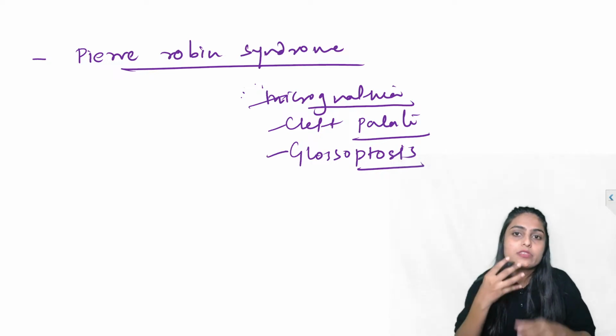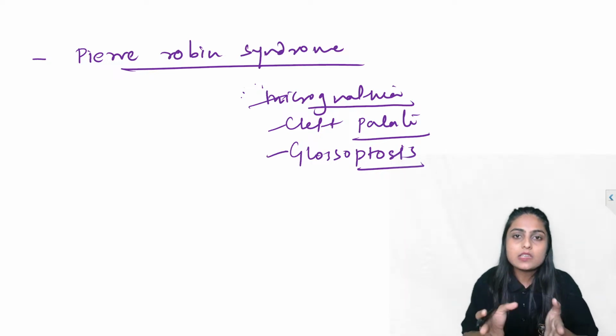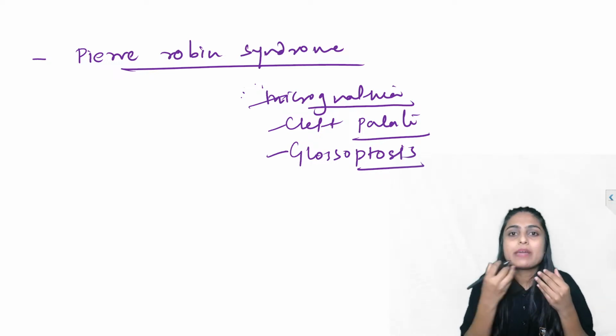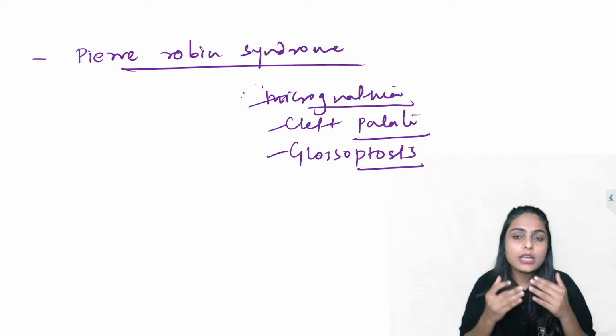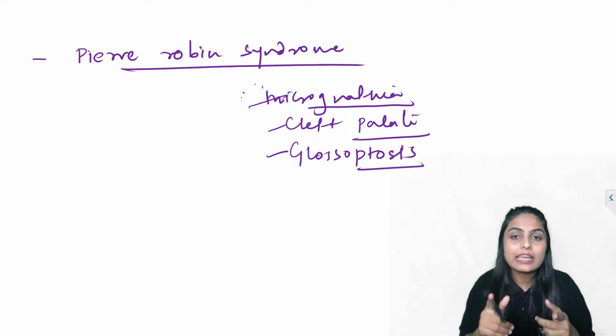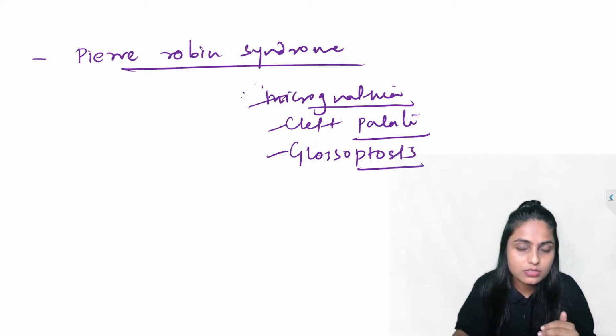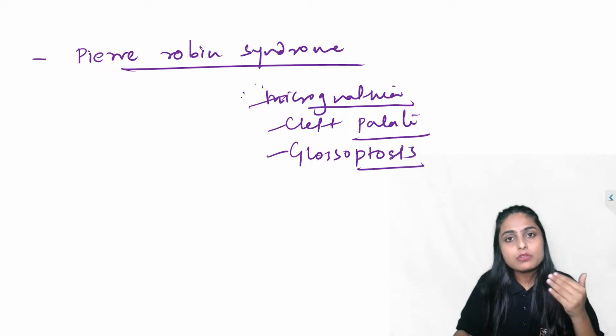Glossoptosis is the improper positioning of the tongue. What happens here is that due to the small mandible, the tongue has no space for movement. So the tongue is improperly positioned, which can cause airway obstruction also. So in Pierre Robin, these are the features. All right, so these are about syndromes.